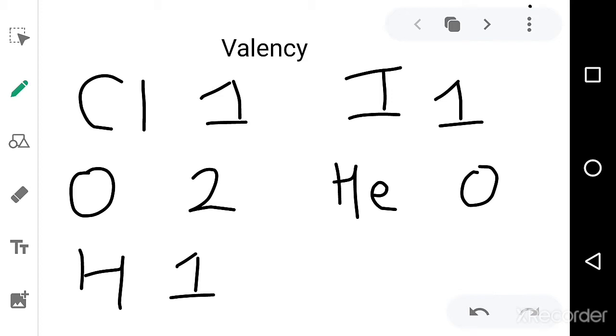In the same manner, when two elements combine with each other, their combination capacity is different for different elements, and this combination capacity is named valency. And it is very important to know the valency of different elements. On screen you can see examples.